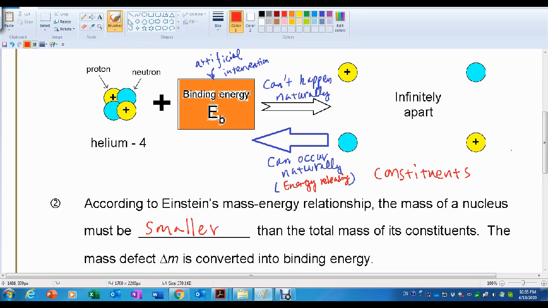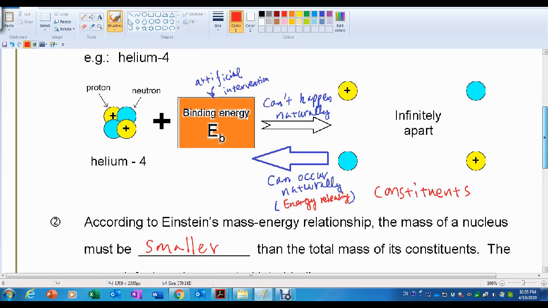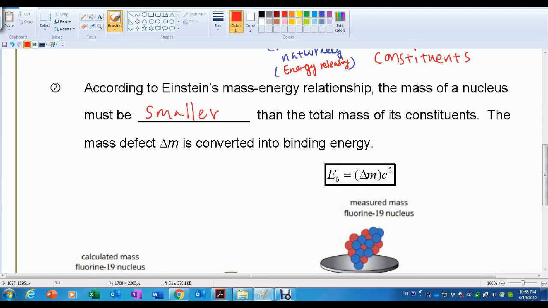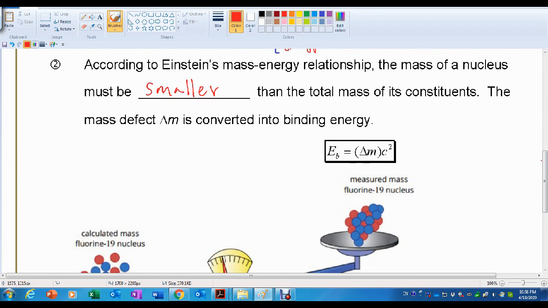So there will be mass defects. The only naturally occurring direction is from constituents to their nucleus, not the other way around. Remember this: the mass of the nucleus must be smaller than the total mass of the constituents. The mass defect converts into binding energy. So binding energy will equal the mass defect from constituents to the nucleus.